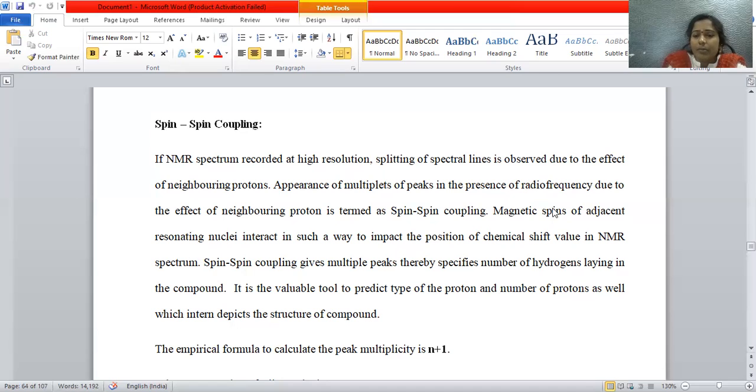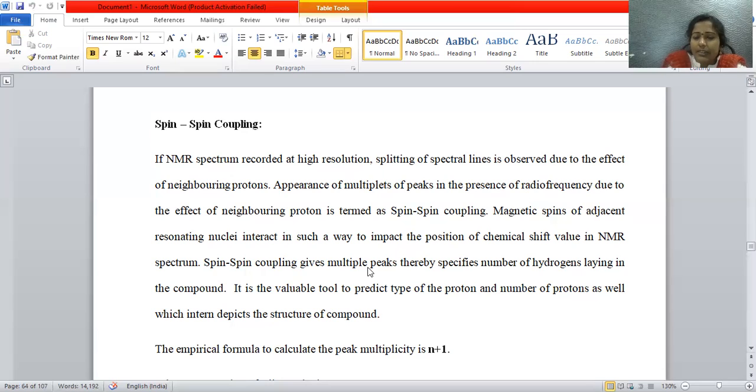Magnetic spin of adjacent resonating nuclei. Because of the spin of adjacent nuclei that will resonate with the nucleus of observation, splitting of signals is possible in the NMR chemical shift values. So spin-spin coupling leads to multiple peaks.